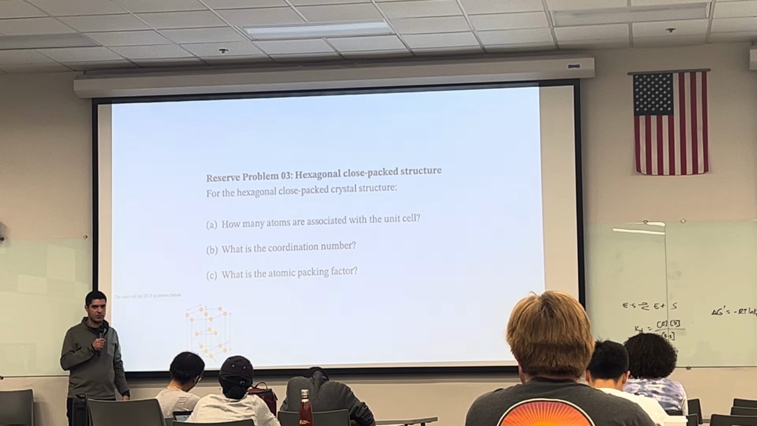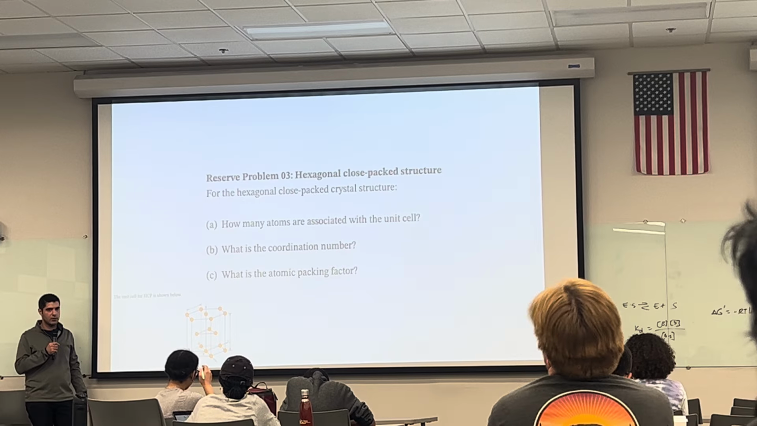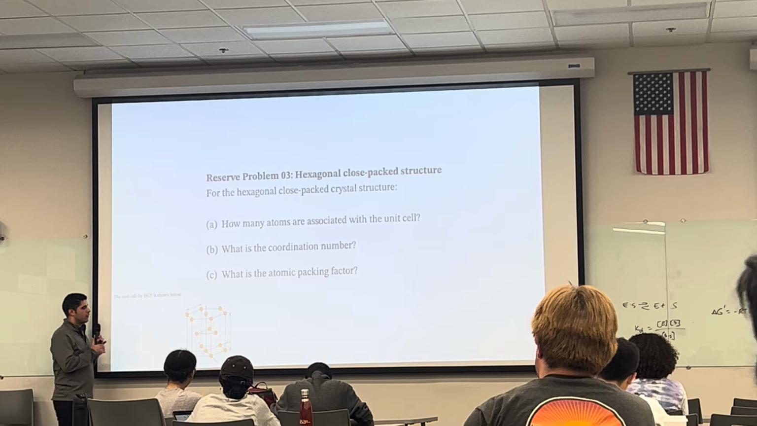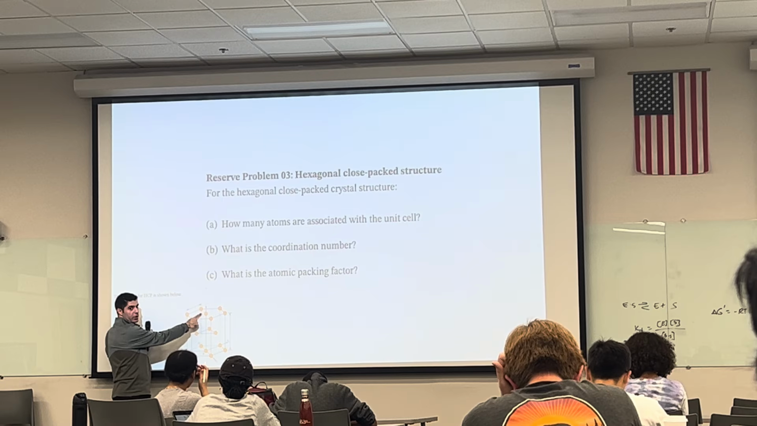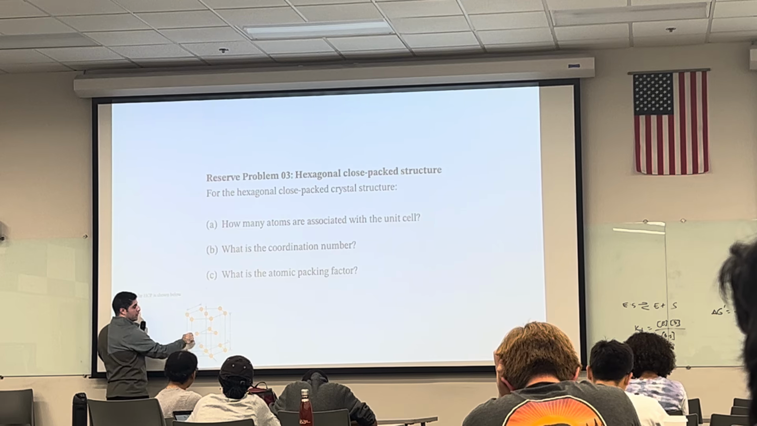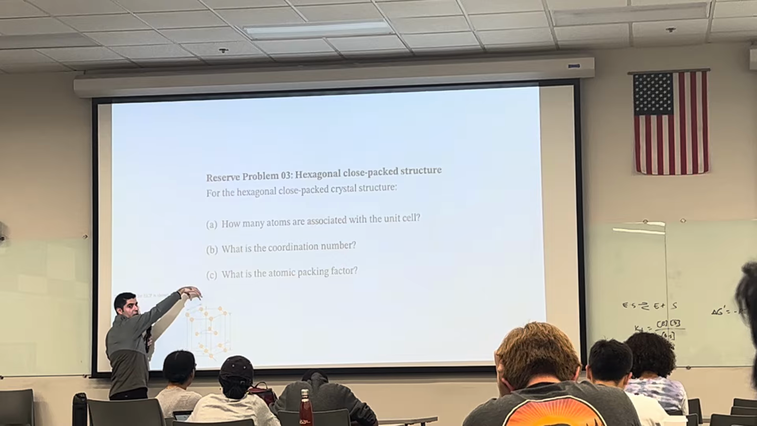Does that make sense? We want to count how many atoms are neighbors to this one atom. So you have 6 here, 3 at the bottom, and since it is repeatable, you have 3 at the top.